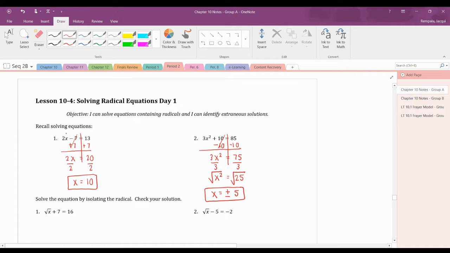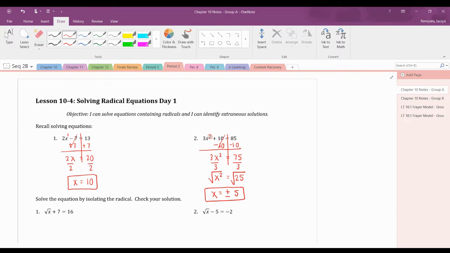So notice once again, in the first one, the exponent is a 1, which is why my answer has one answer. In problem number 2, my exponent is a 2, which is why I had two answers. So whatever your biggest exponent is tells you how many answers you should have.